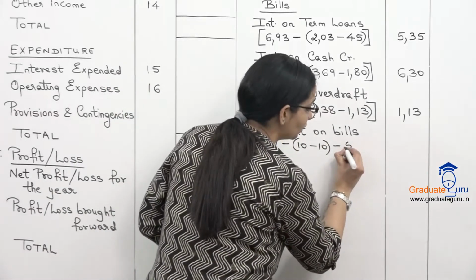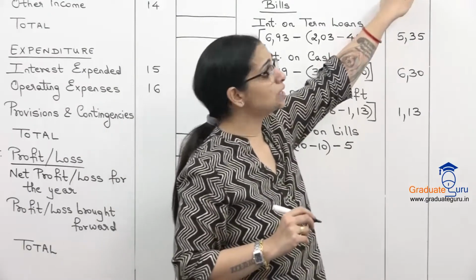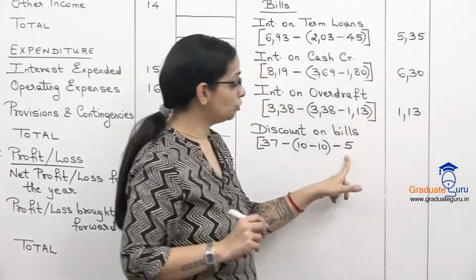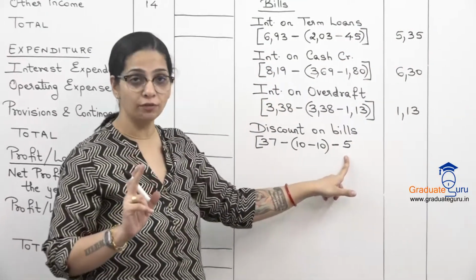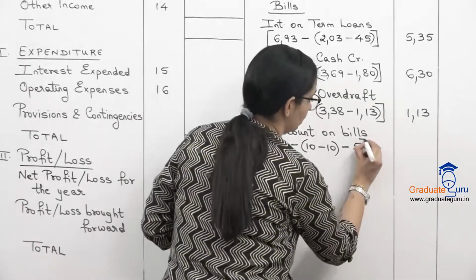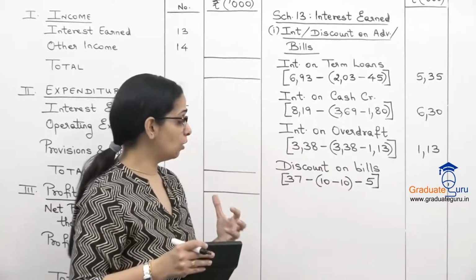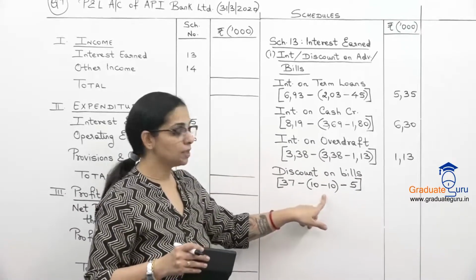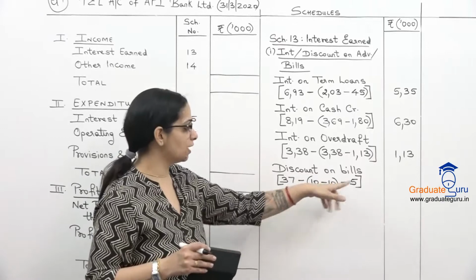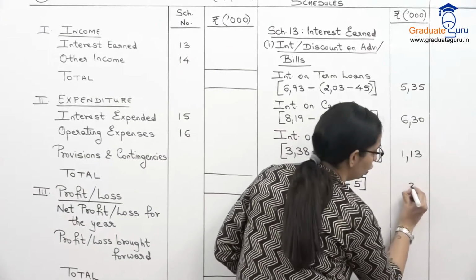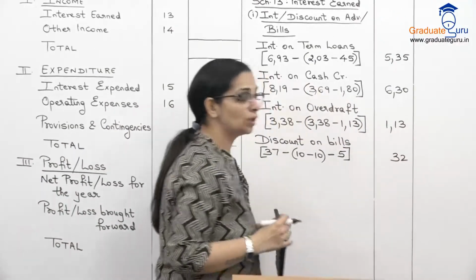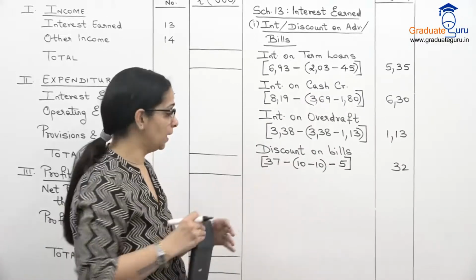And they've said 5,000. My amounts are already in 1,000s. So I'm going to subtract 5, not the full 5,000. Don't make that mistake. In a banking company, all the amounts have to be written in thousands. So 37 minus 0, which is 37. 37 minus 5, I get 32. So that is our discount on bills.